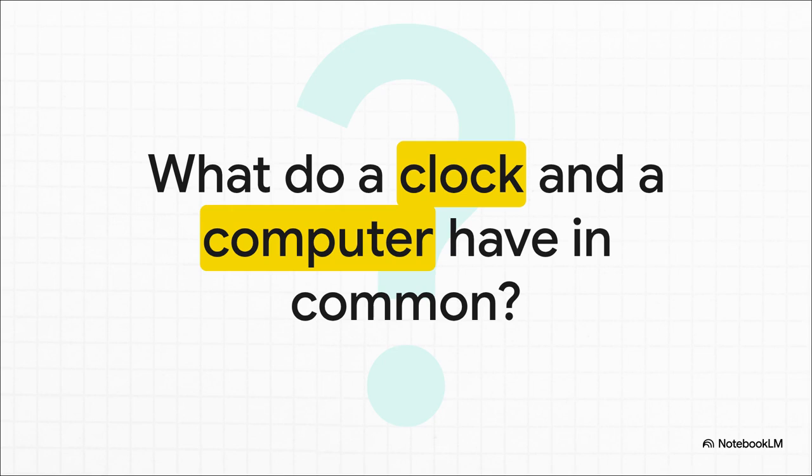What does a regular 12-hour clock have in common with computer programming? The answer is they both use a system where numbers wrap around. On a clock, after 12 o'clock, you're back at 1. In computers, numbers do the same thing when they get too big. That wrapping around idea, that is the soul of modular arithmetic.